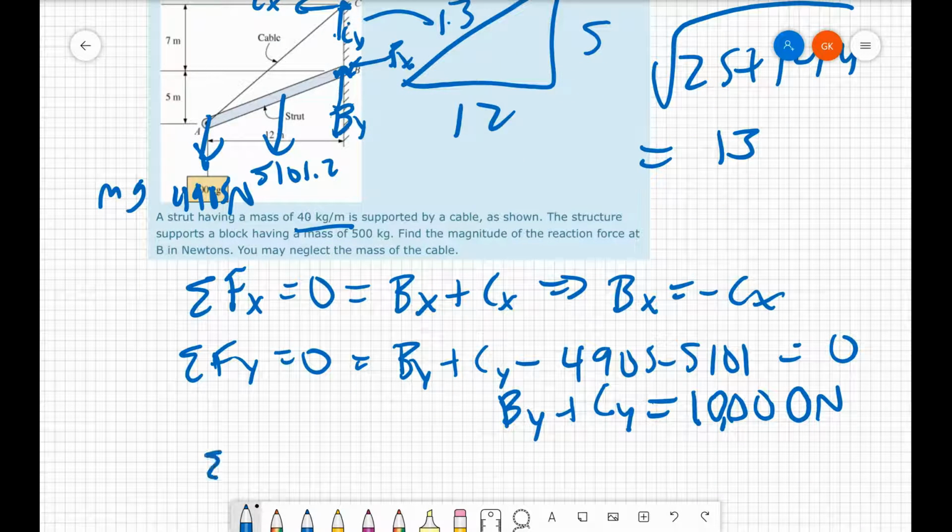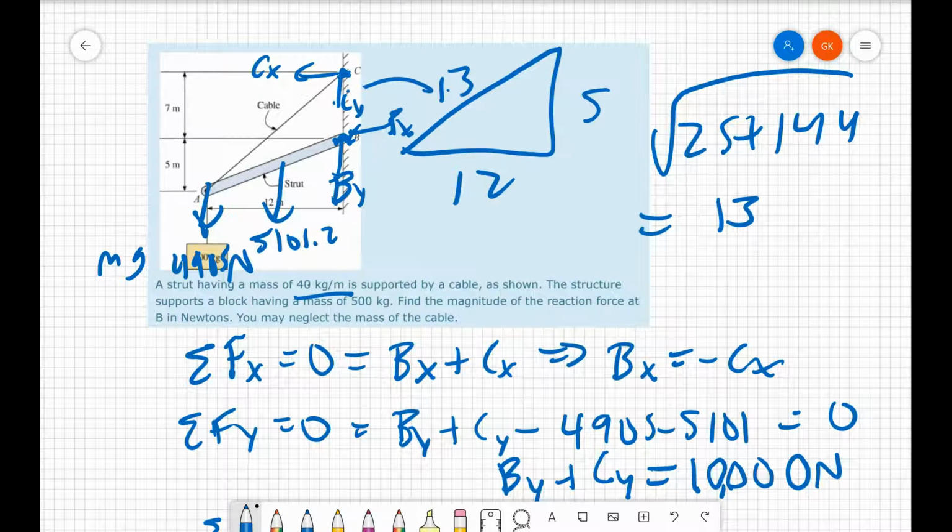Okay, then finally, sum of the moments. Well, I gotta choose B or C, or A. I can do it anywhere I want, really. But what would make the most sense is to choose a point where I can solve for something. And so I'm going to take the sum of the moments about point C, because I don't care about C, but I do care about B.